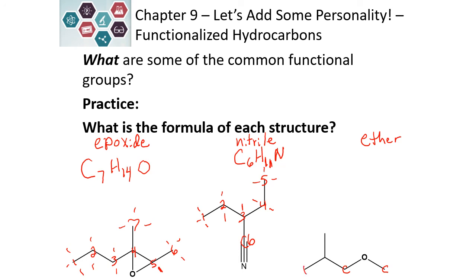If we count our carbons, 1, 2, 3, 4, 5, and we count our hydrogens, all of these end carbons are going to need 3. Carbon number 3 has 2 bonds drawn, so it needs 2 hydrogens. Carbon 2 has 3 bonds drawn, so it only needs 1. So this gives us 12 hydrogen and 1 oxygen.